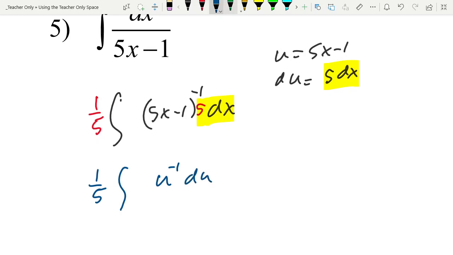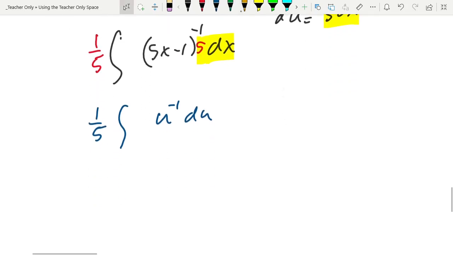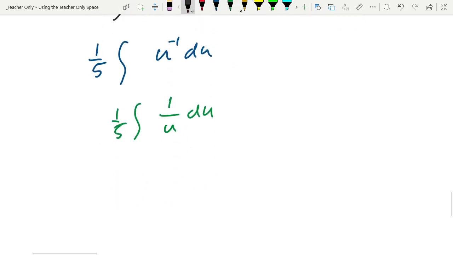Oh, cool. And if you recognize it, you're done. If you don't recognize it, you could always try to power rule it. Right? Say, okay, that would be u to the 0 divided by 0. Wait. That doesn't make any sense. So let's just write it back. So it's 1 over u du. And hopefully now you're like, yes, now I see it. That is my natural log. So therefore, this is 1/5 times the natural log of u plus c.